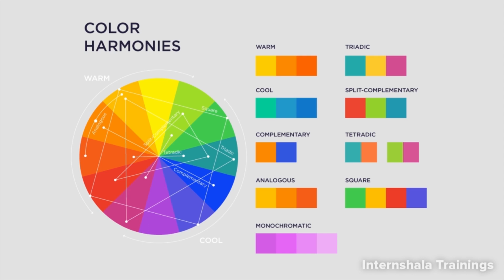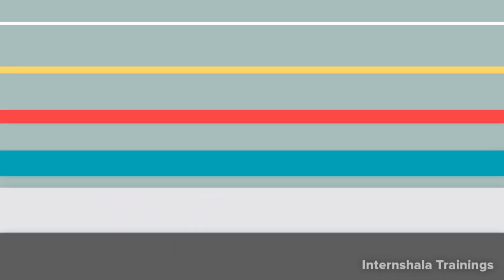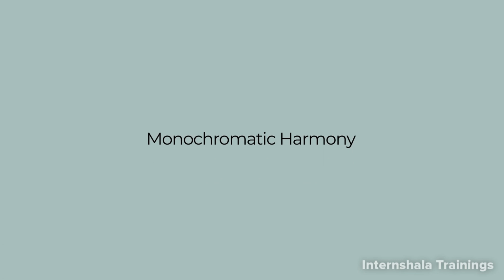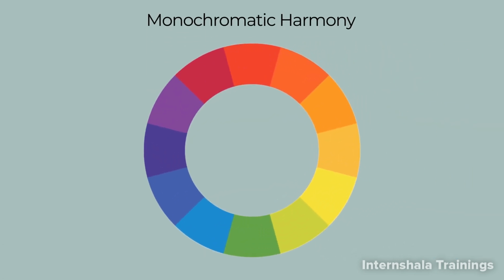There are many theories for harmony, but for this introduction we will go over a few of the basic and fundamental formulas. One of the most basic harmonies is the monochromatic harmony. It's based on a single hue with variation to the value of luminosity. This way, tints or shades of the base color are created without breaking the harmony.